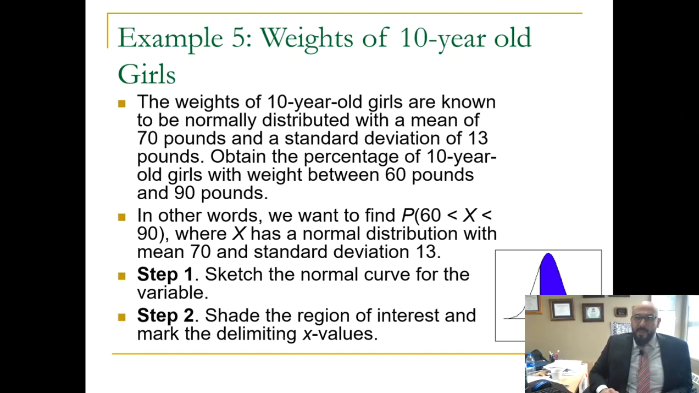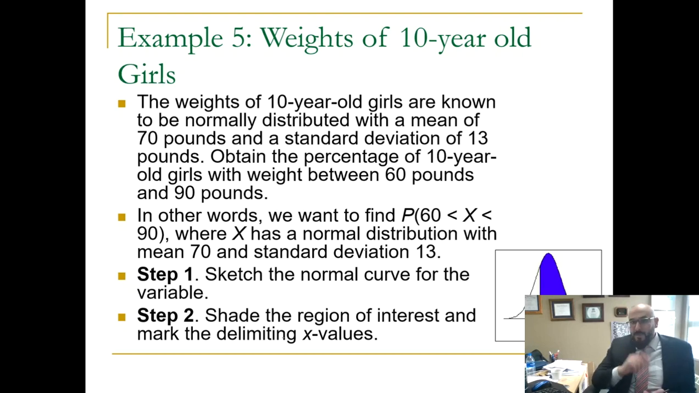The weights of 10-year-old girls are known to be normally distributed, with a mean of 70 pounds and a standard deviation of 13 pounds. Obtain the percentage of 10-year-old girls with weight between 60 and 90 pounds. So we need to find out the percentage of the girls between 60 pounds and 90 pounds.